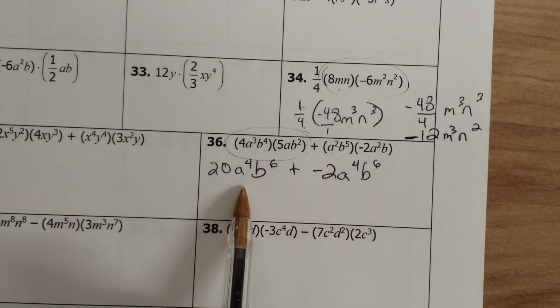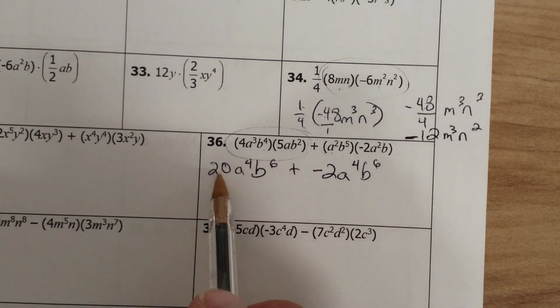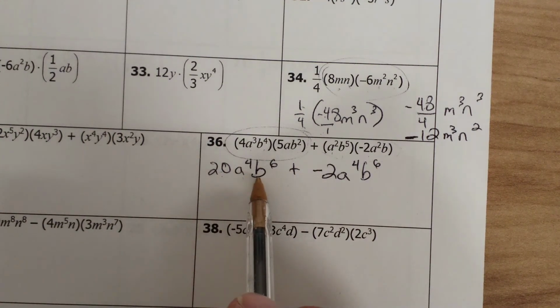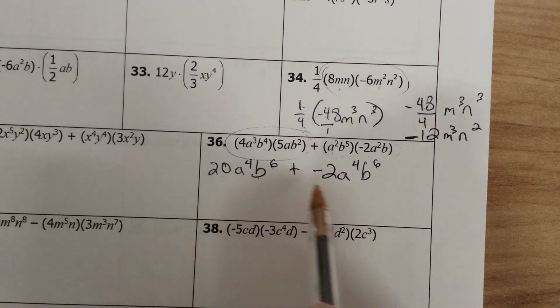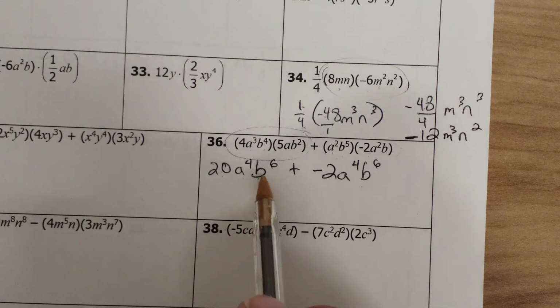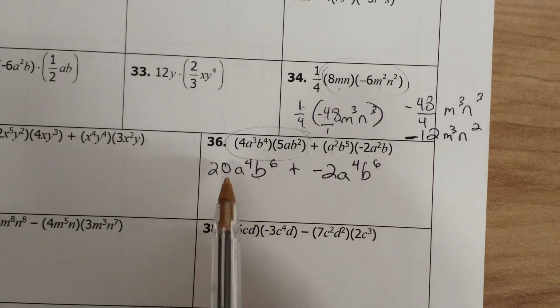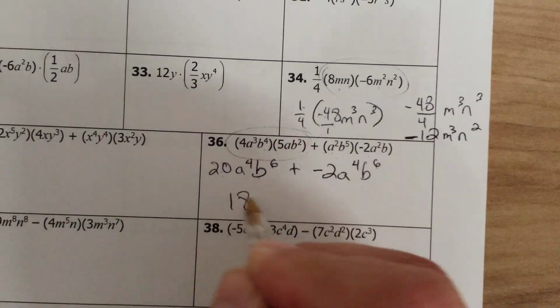You can only add them if the variables are exactly the same and the exponents are exactly the same. So this says 20a to the 4th b to the 6th, plus a negative 2a to the 4th b to the 6th. They're identical. So I can add these together. I add the coefficients now. 20 plus negative 2 is 18.